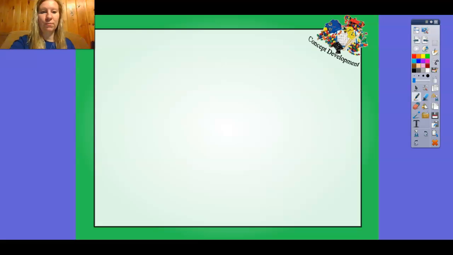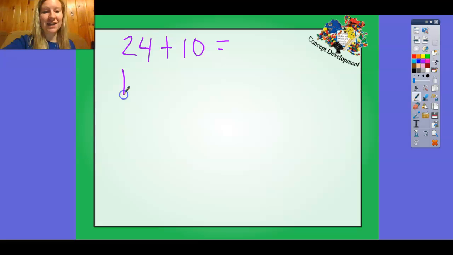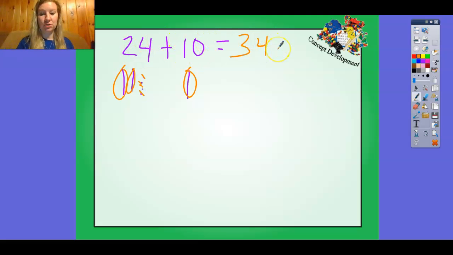I'm going to start off with my first problem, 24 plus 10. If we think about how to add 24 plus 10, you can do it by drawing a quick 10. 10, 20, 1, 2, 3, 4, plus 10, and you can count your groups of 10. I will change my color here. 1, 2, 3, 3 groups of 10, and then you still have your 1, 2, 3, 4. So 24 plus 10 equals 34.